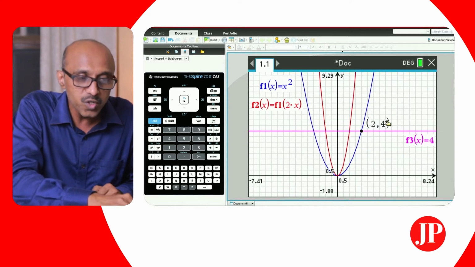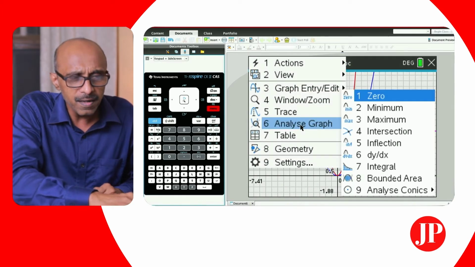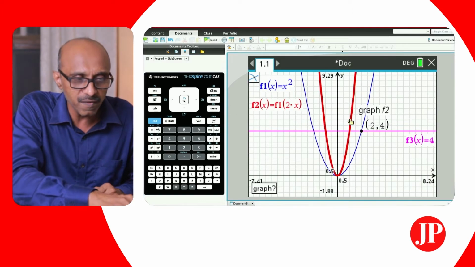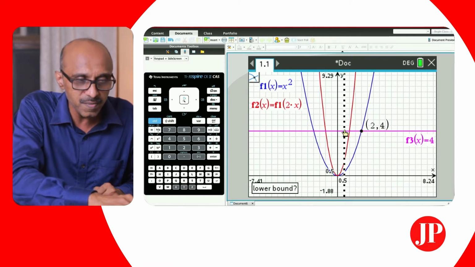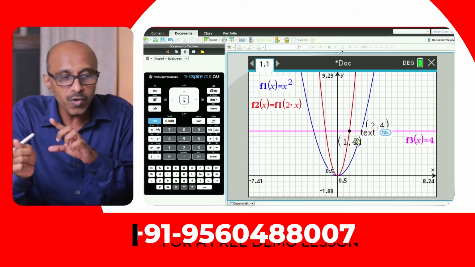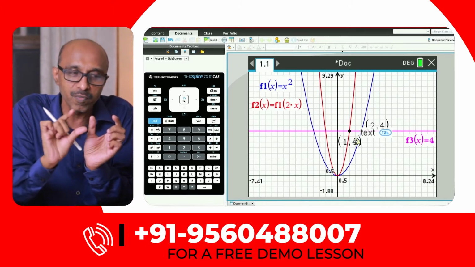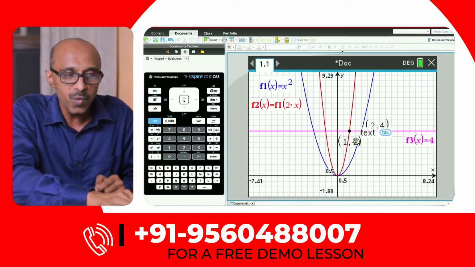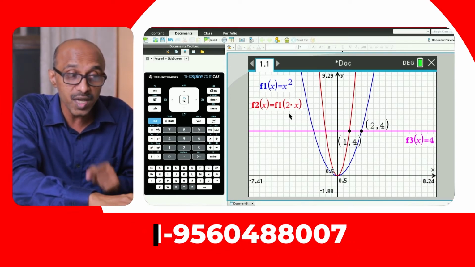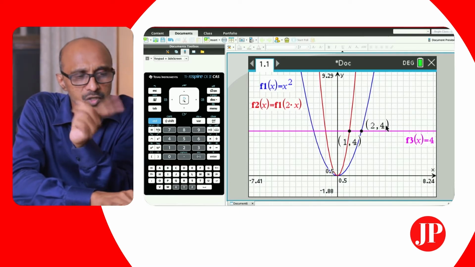That is (2, 4) on the parent graph. Let's see what has happened to it on the transform graph, on the red graph. The point of intersection of the red graph and the magenta graph has become (1, 4). So (2, 4) becomes (1, 4). The y coordinate is not changing. It's the x coordinate that's getting transformed. 2 becomes 1 when the transformation is y = f(2x). 2 becoming 1.